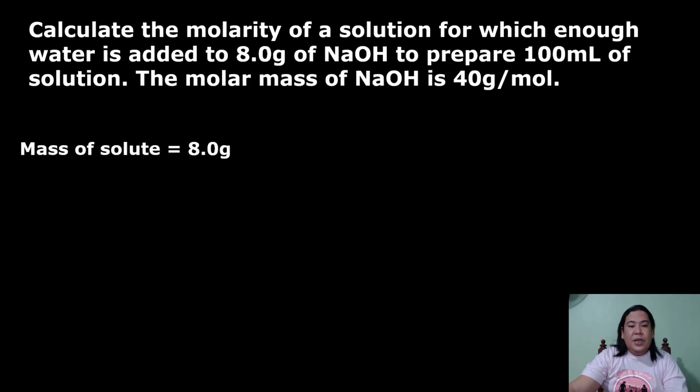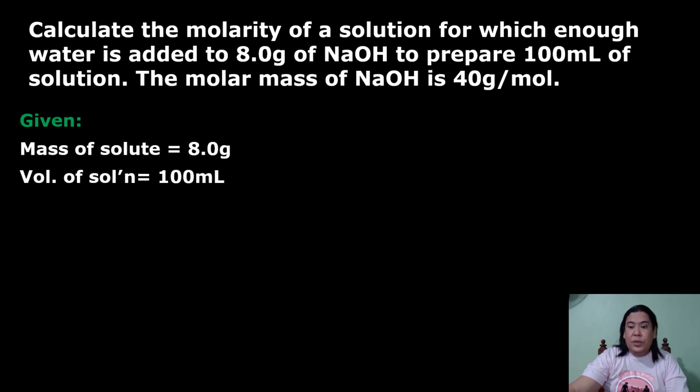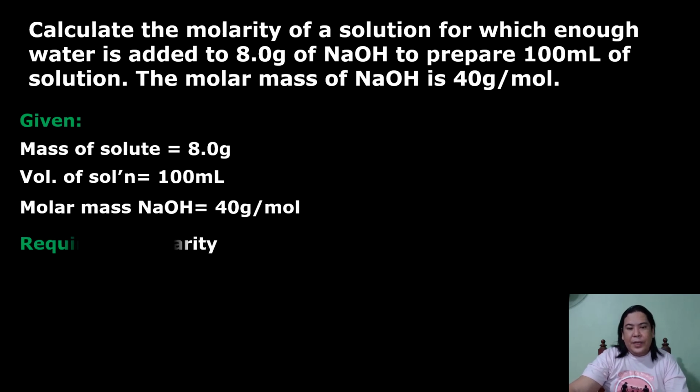Okay? Next, calculate the molarity of a solution for which enough water is added to 8.0 grams of sodium hydroxide to prepare 100 ml of solution. The molar mass of sodium hydroxide is 40 gram per mole. In this particular type of problem solving, we do not have the number of moles, but instead, we have this mass of solute. So that is our first given. Our volume of solution is 100 ml. The molar mass of sodium hydroxide is 40 gram per mole. Okay, the required is to compute for the molarity, and the equation is M is equal to N over L.